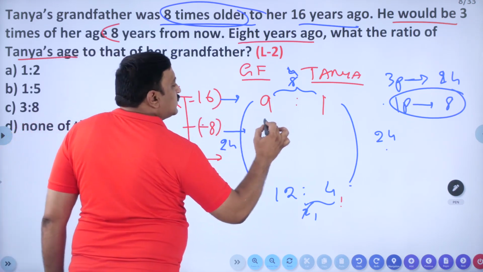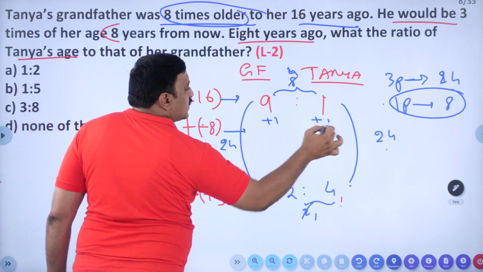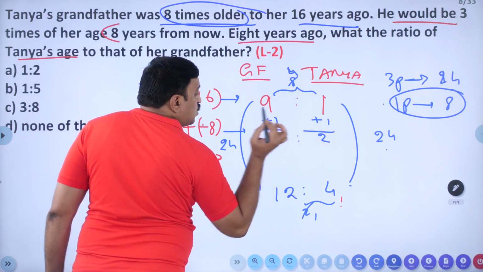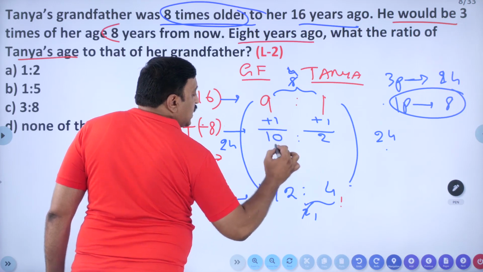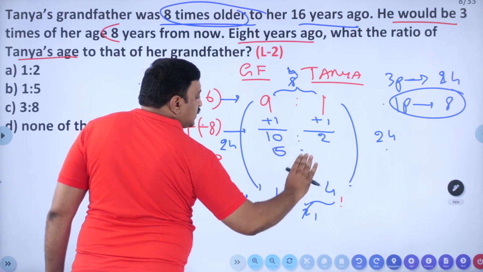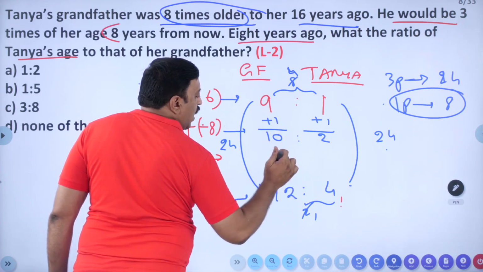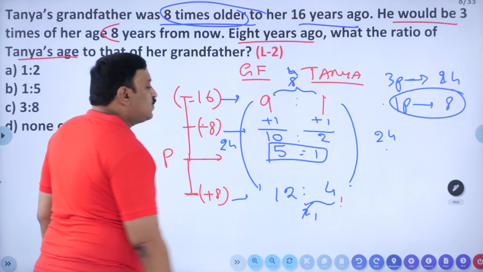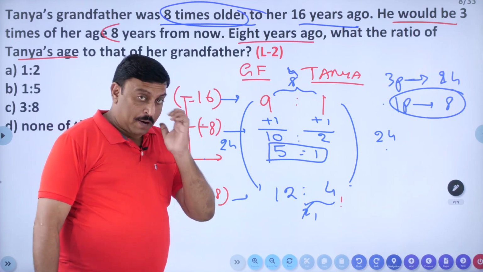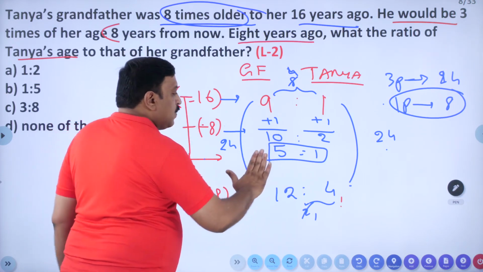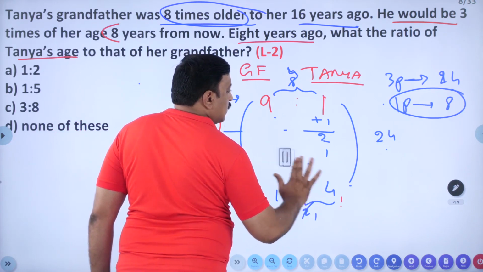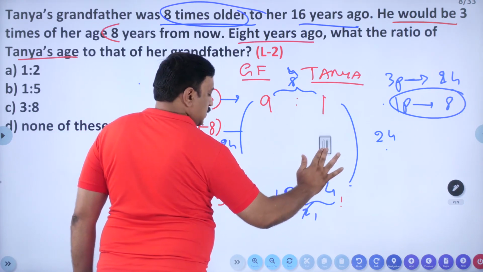So that is 9 plus 1 and this is 1 plus 1, that is, this becomes 10 and this becomes 2. 10 is to 2 means what is the ratio? 10 is to 2, that is ratio is 5 is to 1. We need 5 is to 1, our answer is 5 is to 1. Right? Little bit fast. It will be easy. I'll explain here.